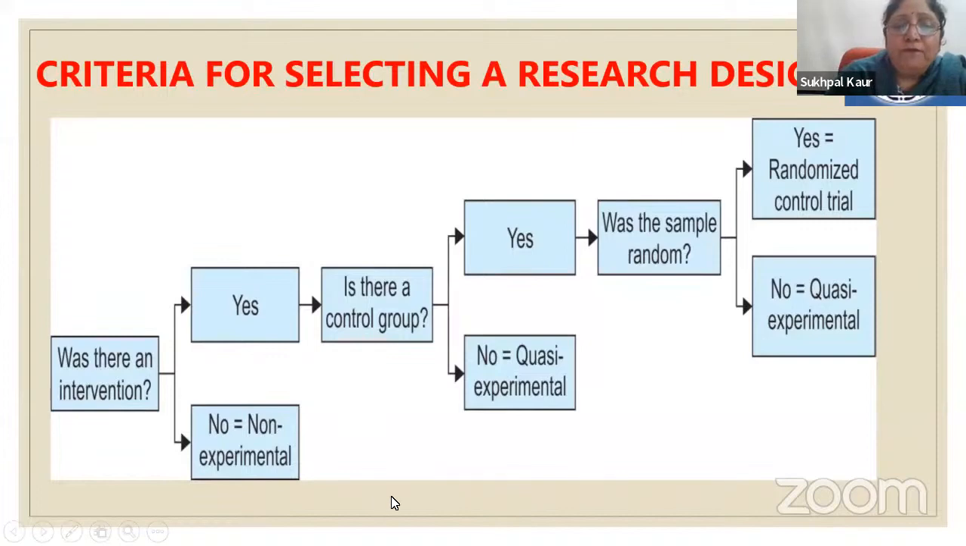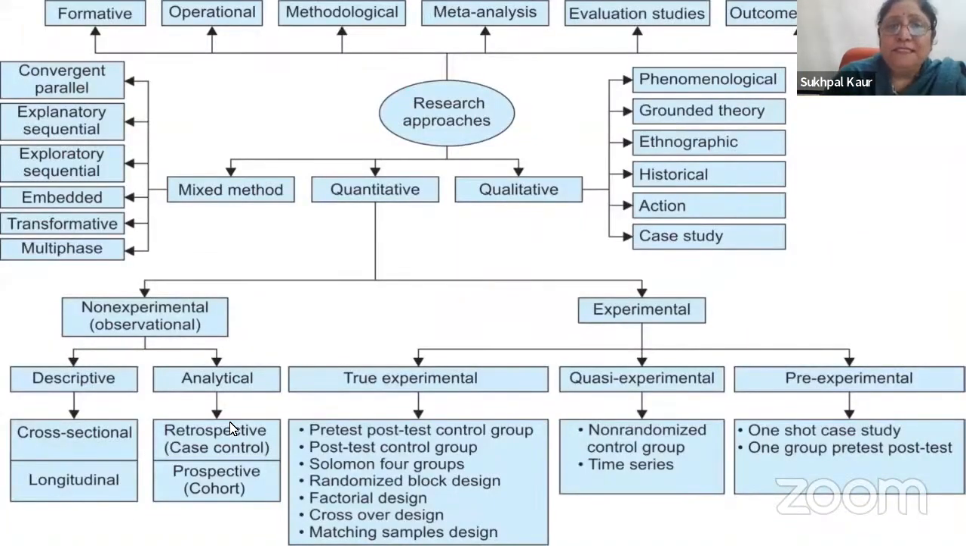So this is how we have to decide which type of design we have to go about, depending upon a number of criteria: the type of research question we have, the number of samples, the subjects, the circumstances, the type of research study you have taken. So accordingly, we decide whether it is to be done non-experimentally, quasi-experimentally, or experimentally. This is how we have to decide.